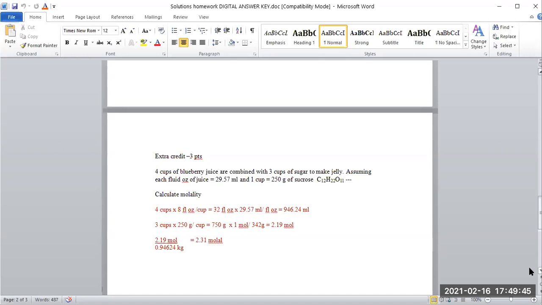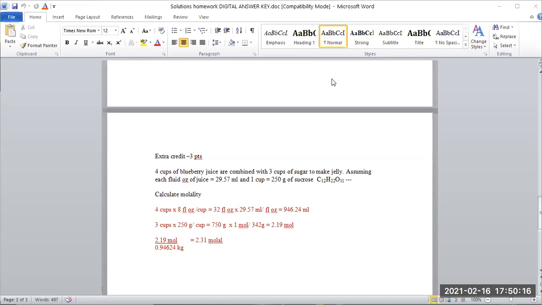4 cups, 8 fluid ounces per cup, gives you 32 ounces. We've got 29.57 mils per ounce. You have a little less than a liter, 946.24 mils. I gave you a mass for sucrose, which is not completely and utterly correct, but it's close. And this gives you 750 grams for the sugar.